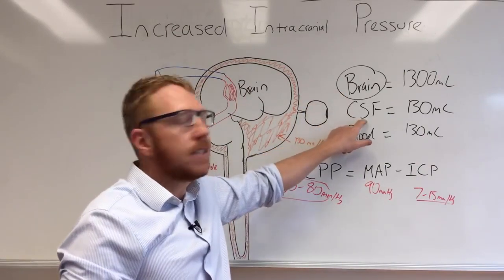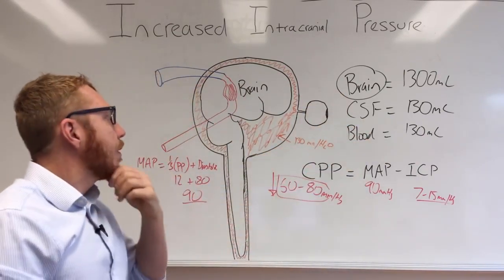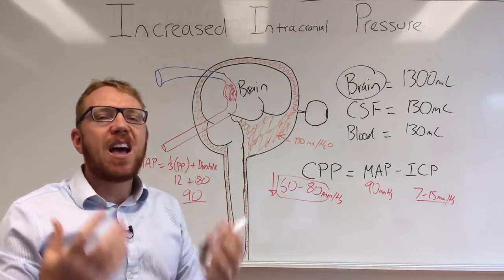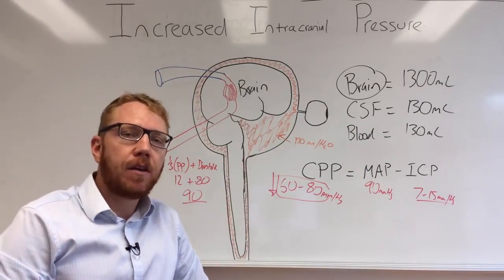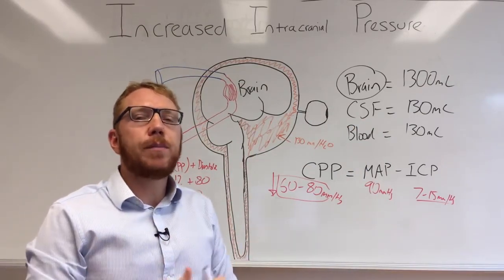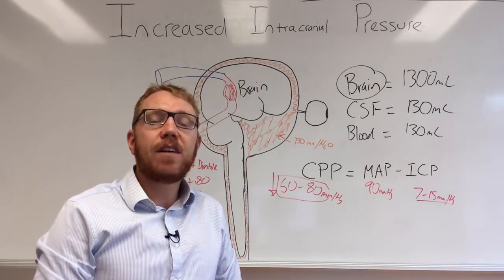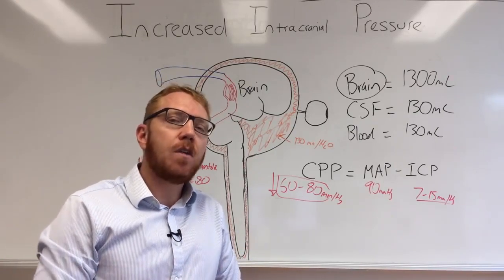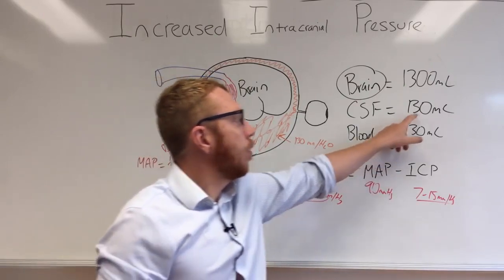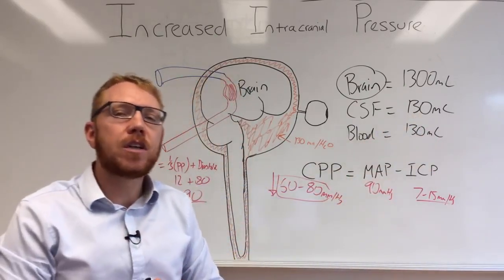What increases the CSF volume? Well, the CSF is made at about 0.5 ml per minute in your brain, which means approximately per day you've got about 500 mils production of CSF. But we know there's 130 mils, so that means there has to be a lot of recycling.